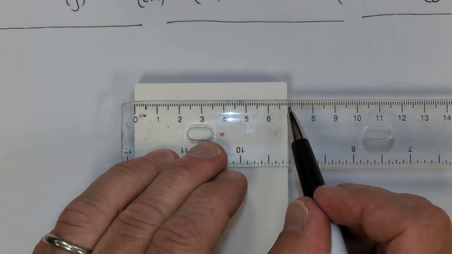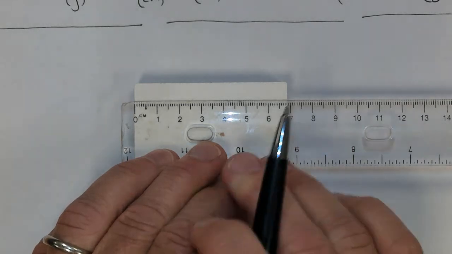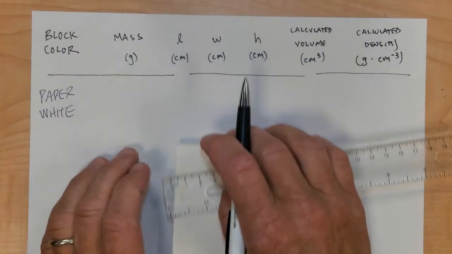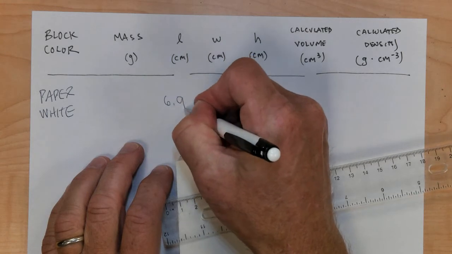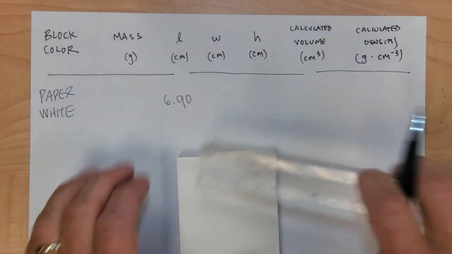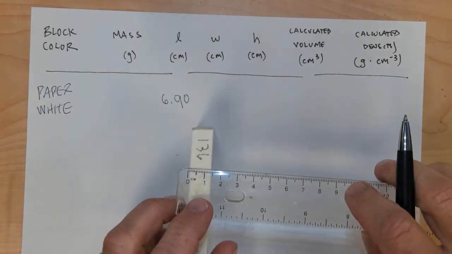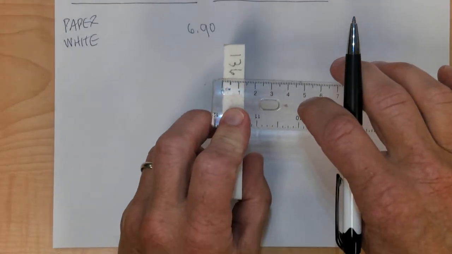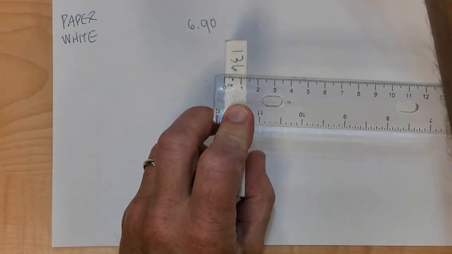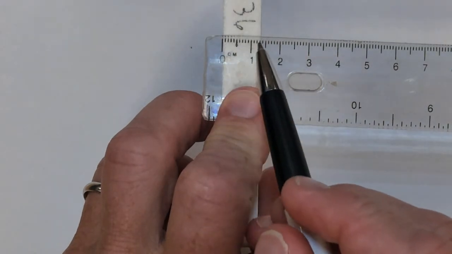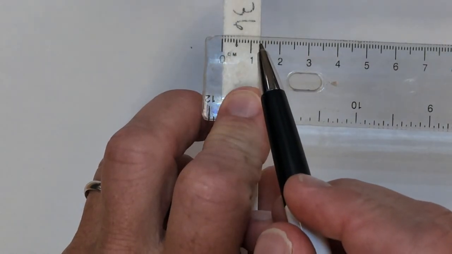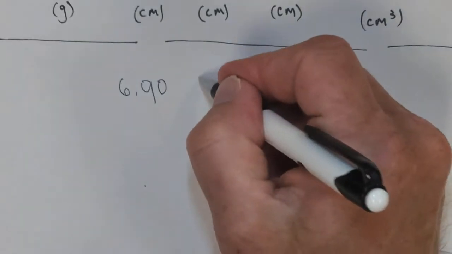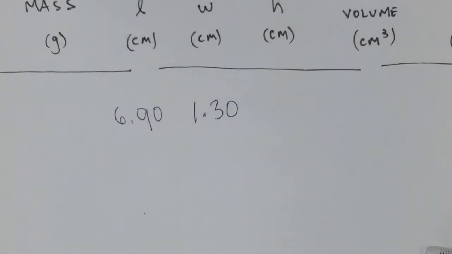For me, it looks like 6.90 centimeters. That's what it looks like to me. I'm going to guess on that last digit. So 6.90 centimeters for the length. Now I'm going to measure the width. Let's get it out of the light just a little bit, and I'll zoom in a little more. And now we can take our measurement. It looks like 1.30 for the width.